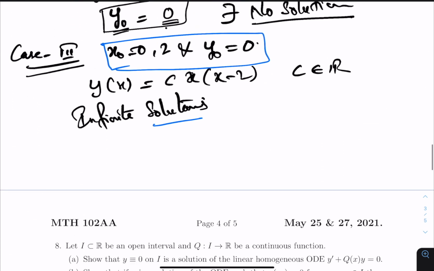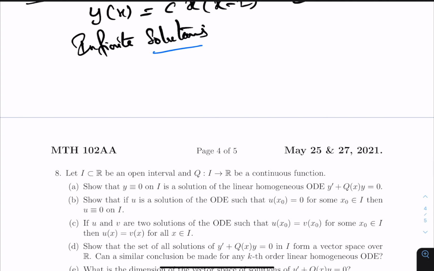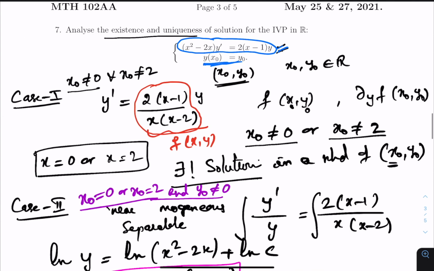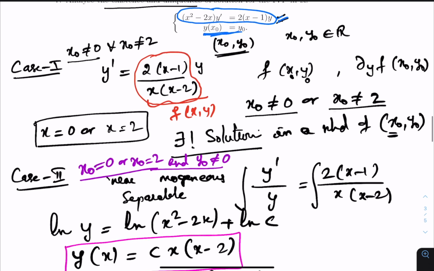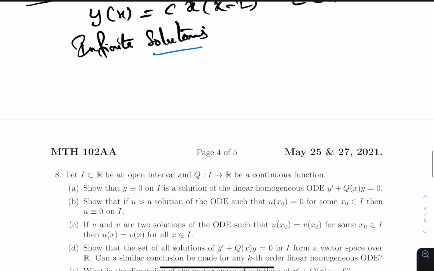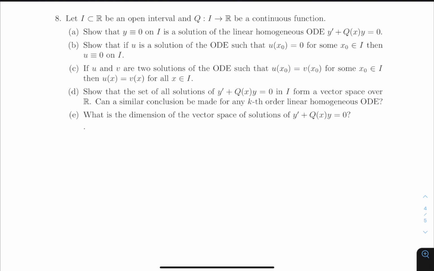Okay. So now let's go to problem number 8. What is problem number 8? Problem number 8 is telling us that you are given an interval I, which is the domain, an open interval, and you are given a continuous function q. So 8a is asking you to check or show that the constant function 0 is a solution to the given ODE.